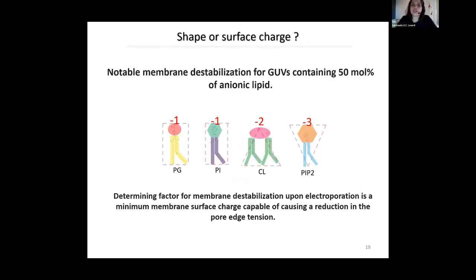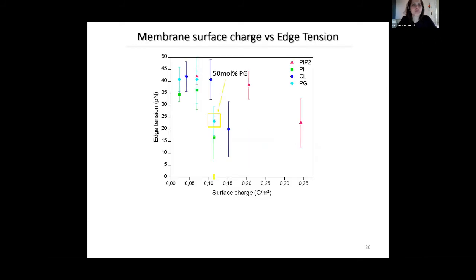So here we show that there is a notable membrane destabilization for GUVs containing 50 mole% of anionic lipids, and that despite all the shape differences and intrinsic curvatures that we see for these lipids, apparently the determining factor for membrane destabilization upon electroporation is a minimum membrane surface charge that is capable of causing a reduction in the pore edge tension. This graph shows the edge tension, but now as a function of the surface charge.